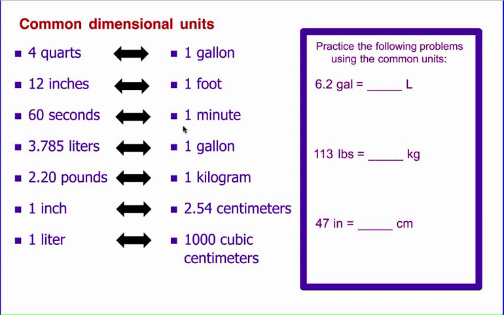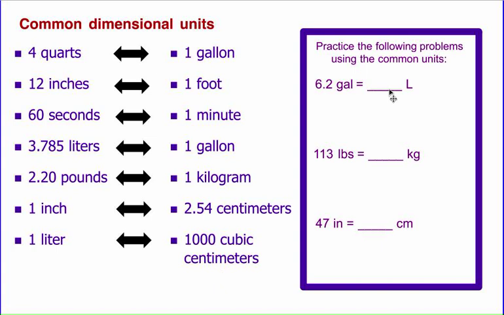60 seconds equals 1 minute. 3.785 liters is equal to 1 gallon. So if we have gallons, which is a non-metric unit, we can get to a metric unit. 2.2 pounds equals 1 kilogram, again non-metric unit to metric unit. 1 inch is 2.54 centimeters, and 1 liter is equal to 1,000 cubic centimeters.